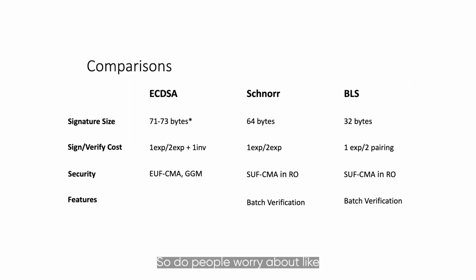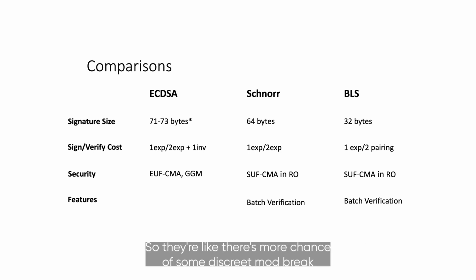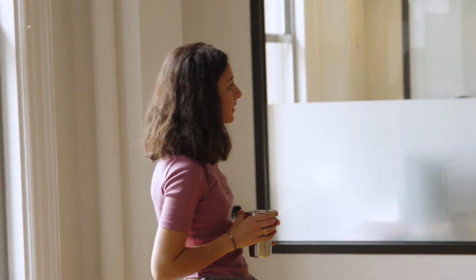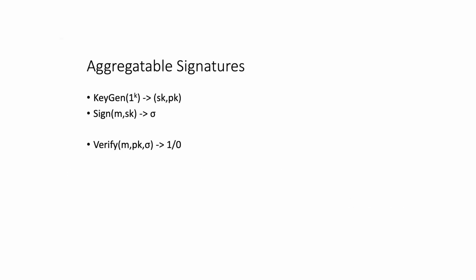Do people worry that you can only implement BLS in pairing-friendly curves, so there's more chance of some discrete log break because the curves have extra structure? Yeah, I think they do. There's a lot of discussion on the right curves, and BLS though has many other nice properties that make it attractive, and I want to highlight some of them.